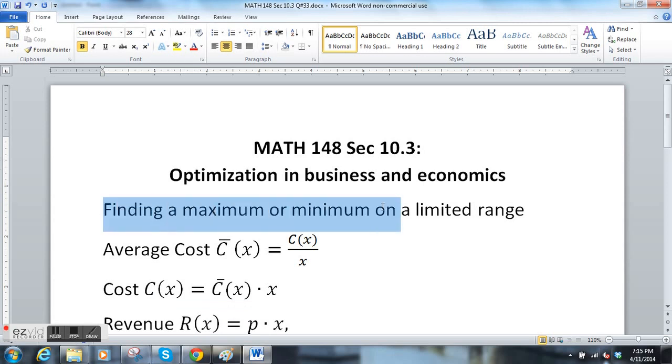They have problems where you're finding the maximum or minimum on some limited range. So instead of finding the maximum or minimum in general, they say, oh, but they'll only work till 9 hours or something. They put a limit on the range, and you have to deal with that.